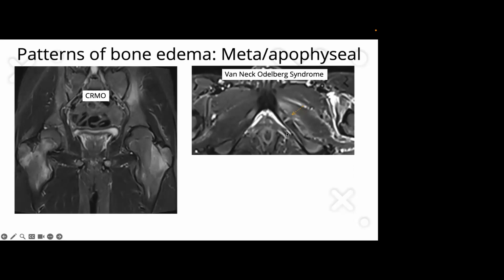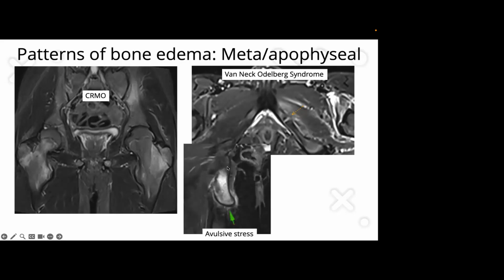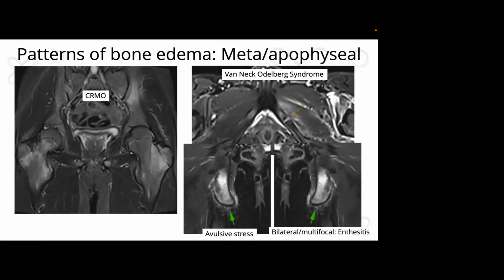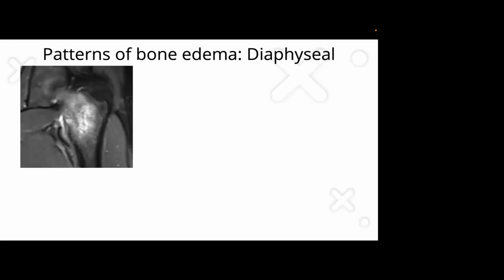Another thing that we talk about is Van Neck-Odelberg syndrome, which is when you start to see bone marrow edema at the ischiopubic synchondrosis. And this can be stress related, or because it is also a physis, it can occur in association with inflammatory disorders of bone. If we see edema at enthesial or insertional sites, if we see it unilaterally in overload, obviously we think about avulsive stress, but it's pretty unusual to have bilateral avulsive stress. And when you start to see it bilaterally, you've got to think about enthesitis, and possibly someone having inflammatory disease or inflammatory arthropathy.